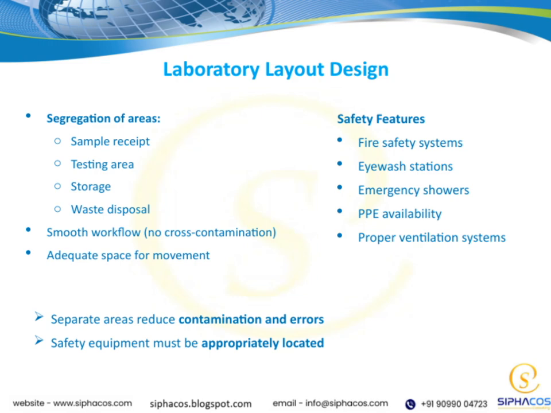Now, safety features are a critical part of the lab layout. Fire safety systems, for example, should be installed and maintained regularly, while eye wash stations and emergency showers must be strategically positioned for quick access. PPE availability is another key element. Ensuring that protective gear is always within reach helps keep everyone safe. Proper ventilation systems are essential as well. They help control airborne contaminants and maintain a safe working environment.